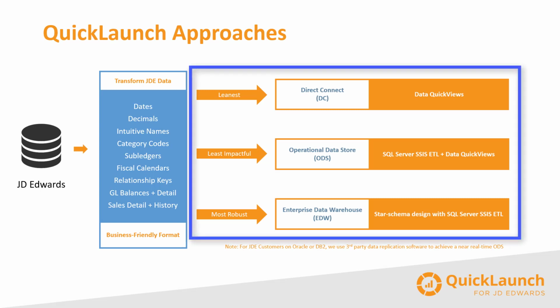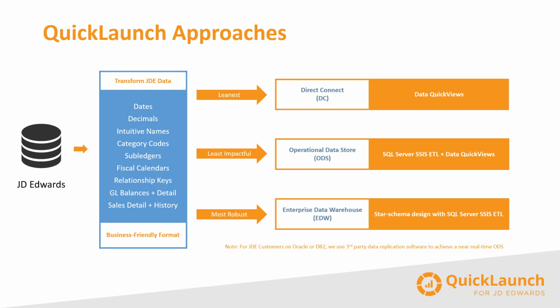There are three different approaches that we're going to review. The first we call our Direct Connect. The second is the Operational Data Store. The third is our Enterprise Data Warehouse. The way we translate JD Edwards into a better format with Direct Connect is through a set of database views. These database views get layered right on top of JD Edwards data on a SQL, Oracle, or DB2 database backend. And those views are where we're doing the translation.